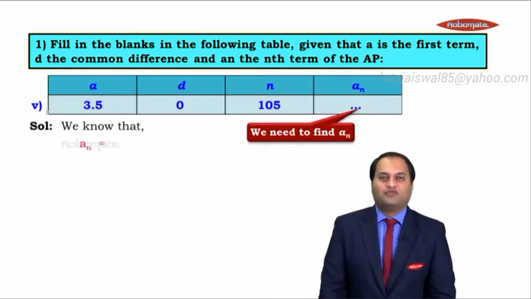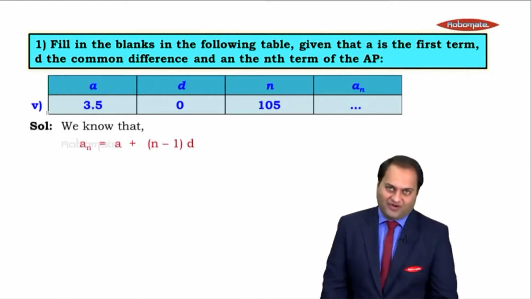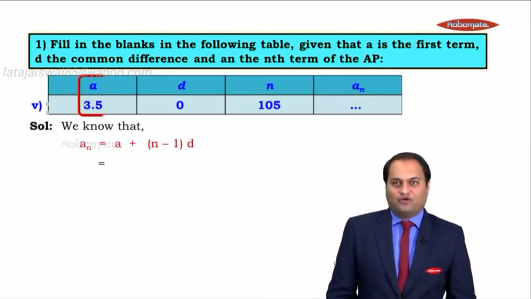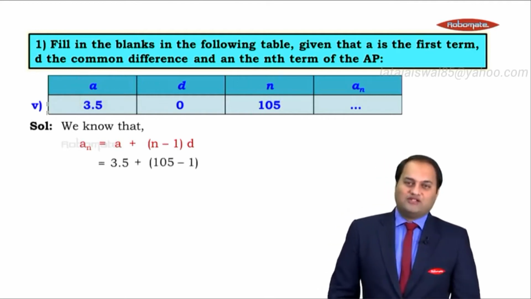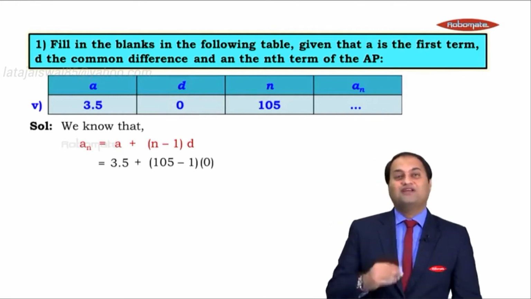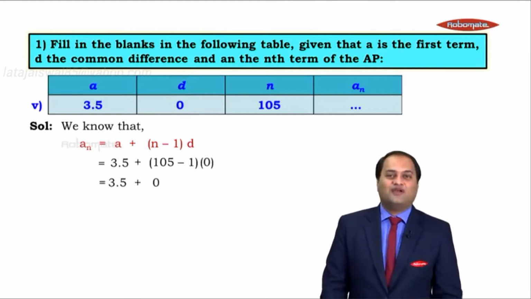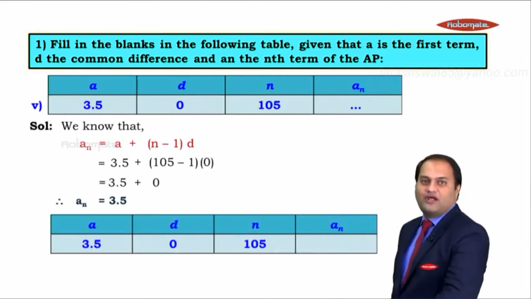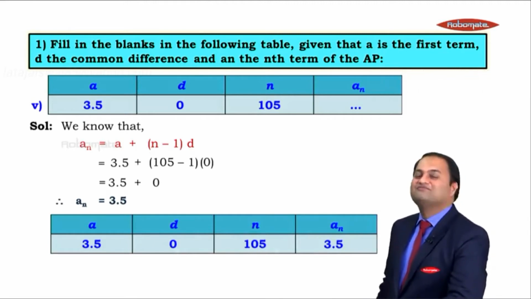So for that we need to first write the formula. AN is equal to A plus N minus 1 into D, right? After that, let's substitute the values. We don't know AN, but we know A is nothing but 3.5. We know N is 105 and D is 0. That's the very good part about this sum. D is 0 because anything into 0 is 0. So calculations are very, very simple here. You get 3.5 plus 0, which is equal to 3.5. Just draw the table and write AN is 3.5 and the sum is over. Very, very simple, right? Superb.